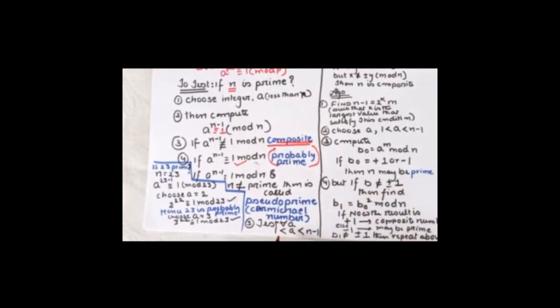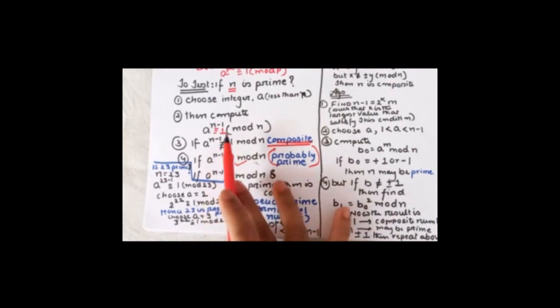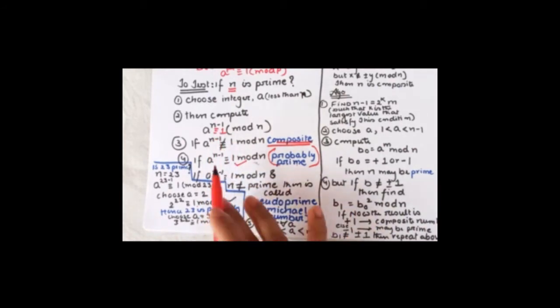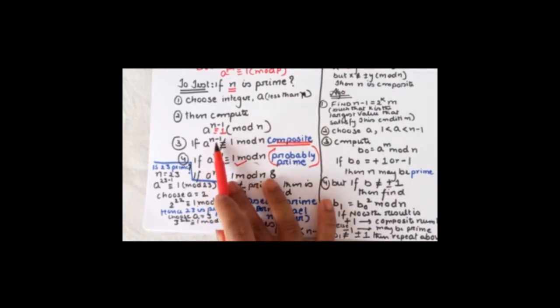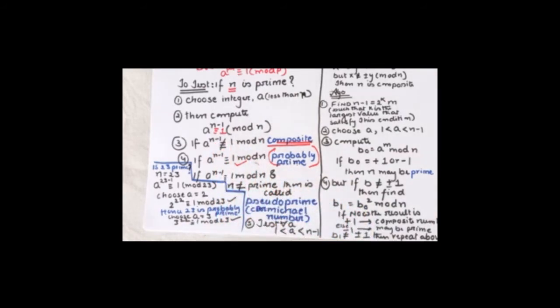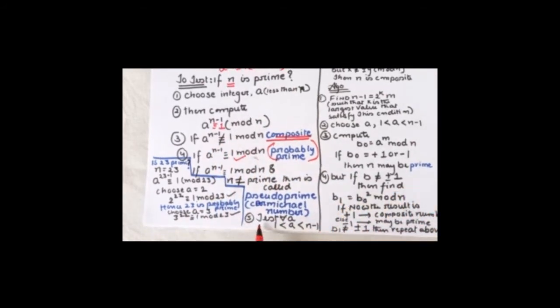Now, up till what a will you be testing for n, to check whether that number is prime or not? Test for all a between 1 and n minus 1, that is from 2 to n minus 2. I hope you can understand.